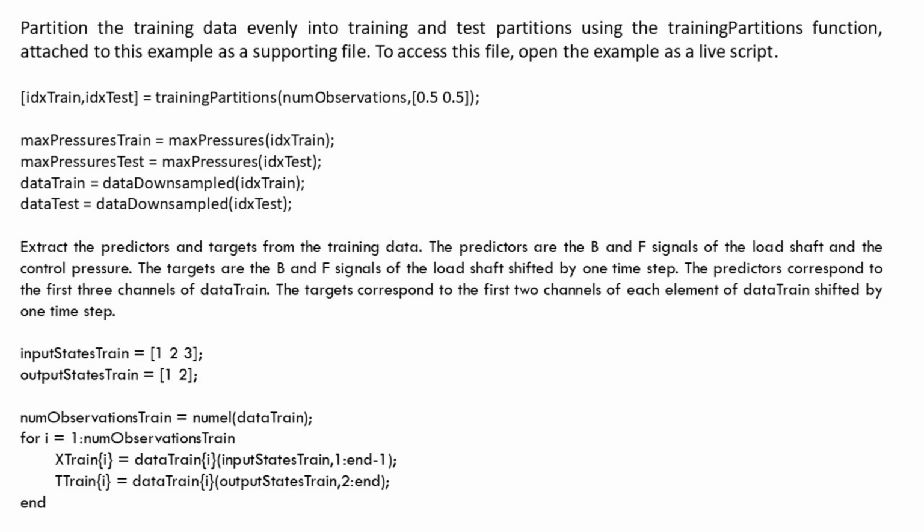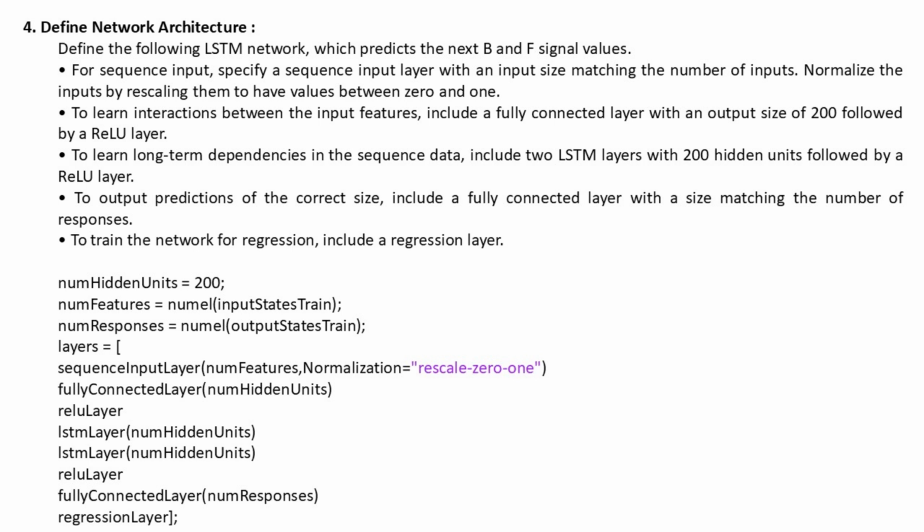The predictors correspond to the first 3 channels of data train. The targets correspond to the first 2 channels of each element of data train shifted by one time step, and the code is shown here. Define network architecture. Define the following LSTM network, which predicts the next B and F signal values.